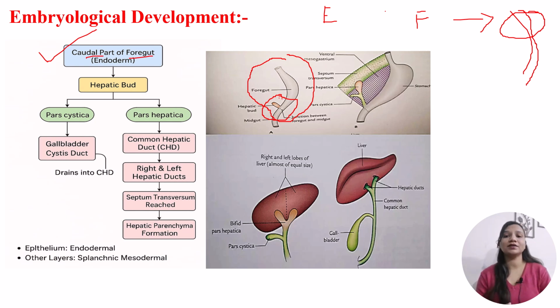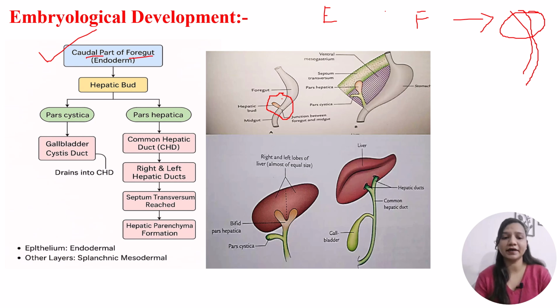Firstly, what is foregut? The upper part of the primitive gut tube, formed during embryonic development from the endoderm, is known as foregut. From the caudal part, that means the lower part of this foregut, develops a bud which is known as the hepatic bud, as you can see here in this picture.